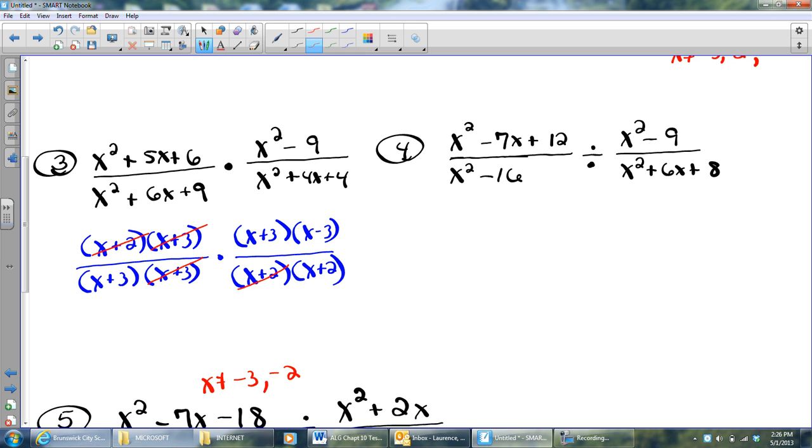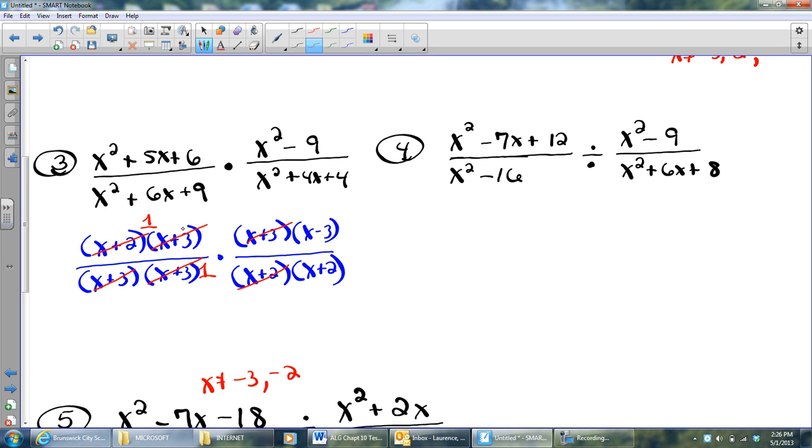What's left in this numerator? It's a 1 because I'm dividing. I'm not subtracting. I don't get a 0 there. All right. Now I'll look up to the right, and I see an x plus 3 and an x plus 3. There's a 1 left there.